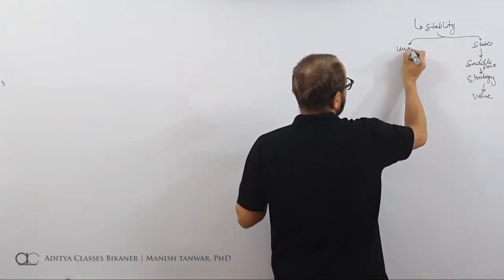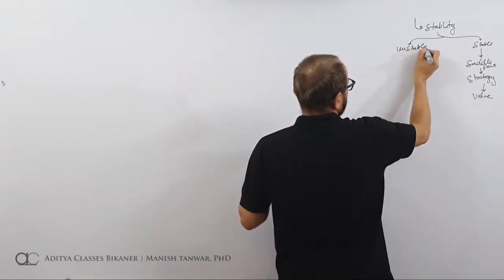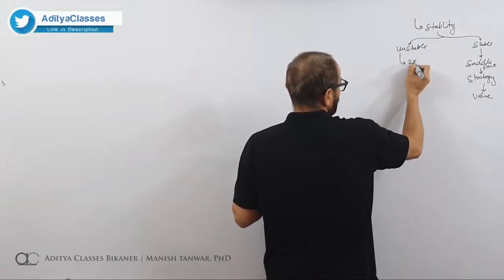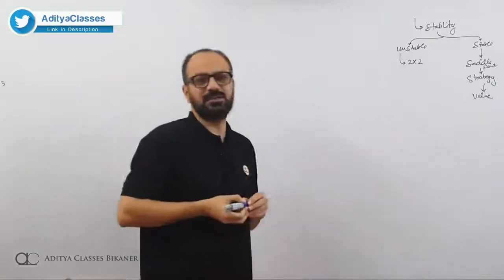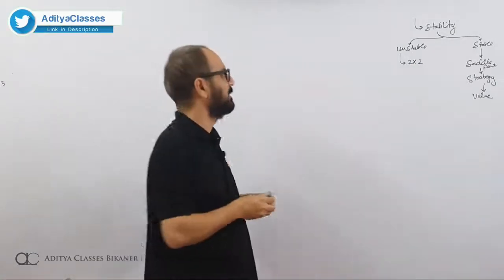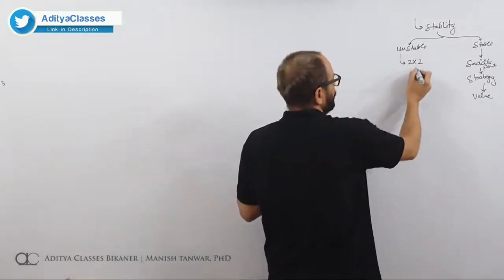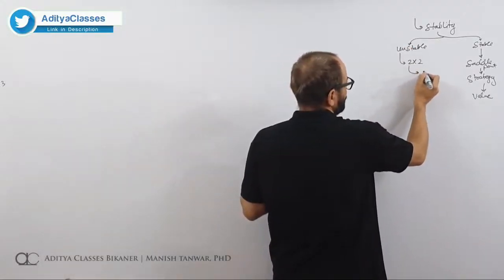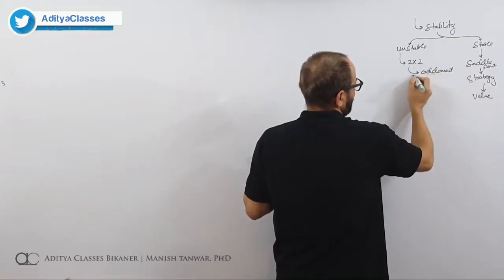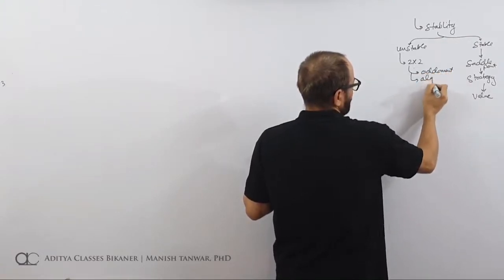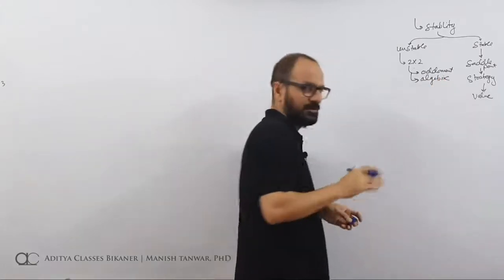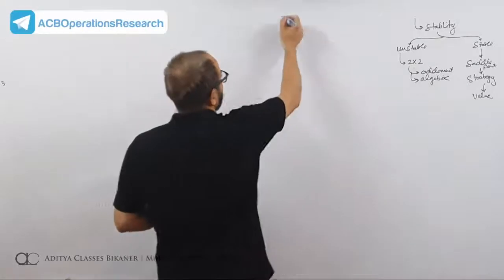If a game is unstable, then in unstable we are dividing them into 2 by 2. Right now we are studying only 2 by 2. Right now we are confining our discussion to 2 by 2 games. If we have an unstable game of 2 by 2, you can either solve it using the ordering method or the algebraic method, as we are going to see today.